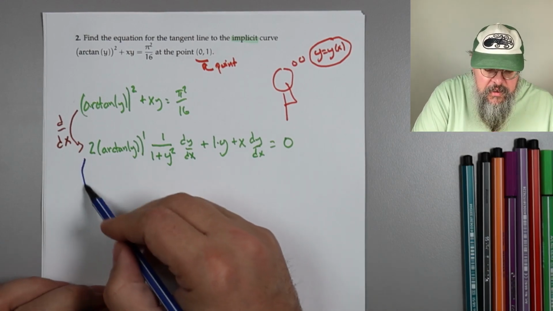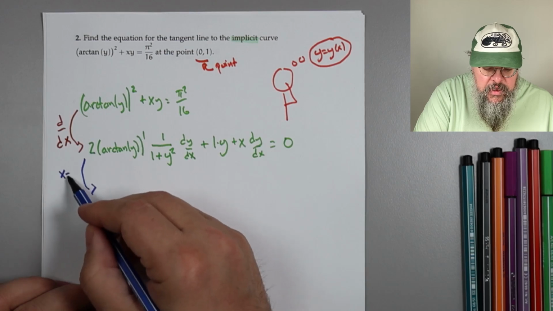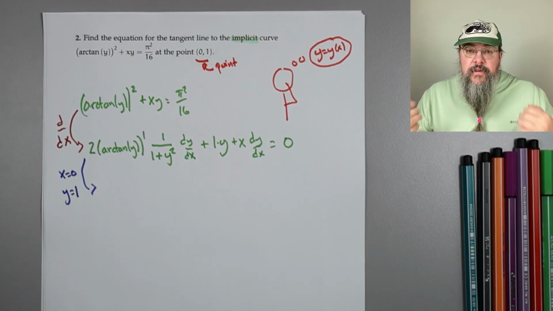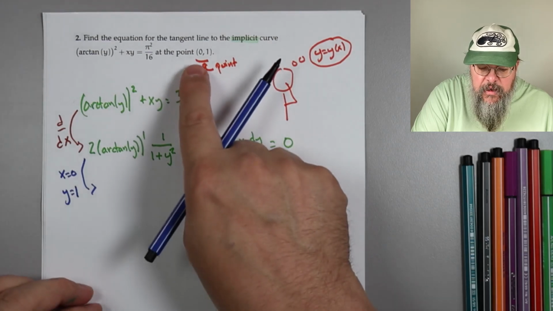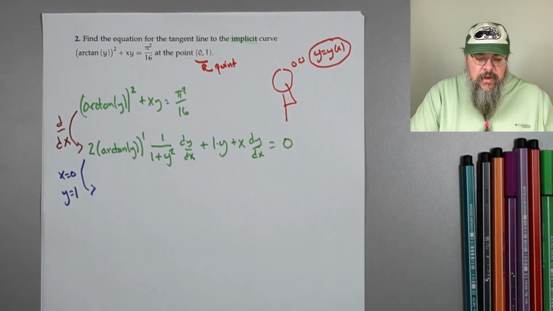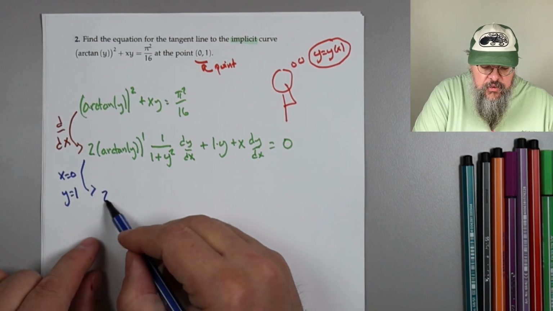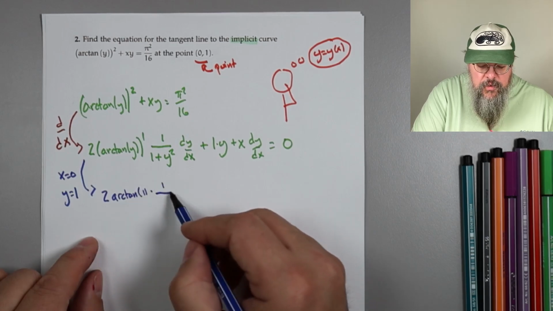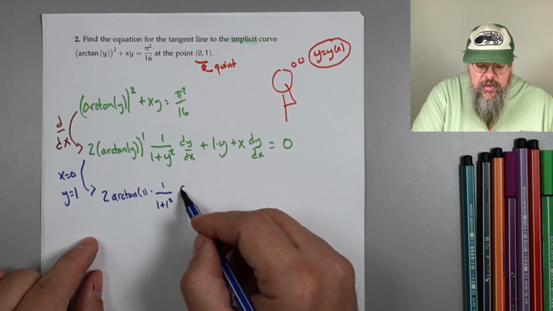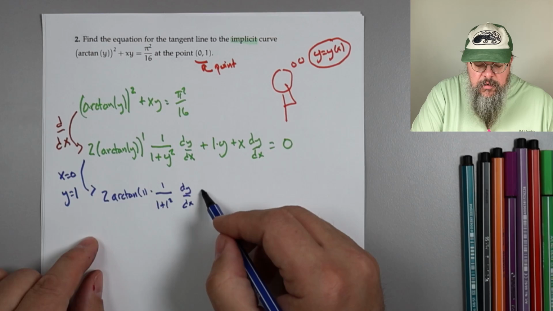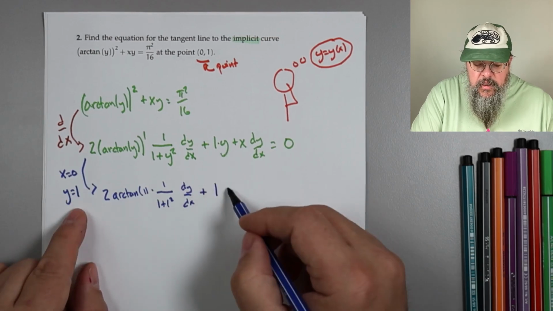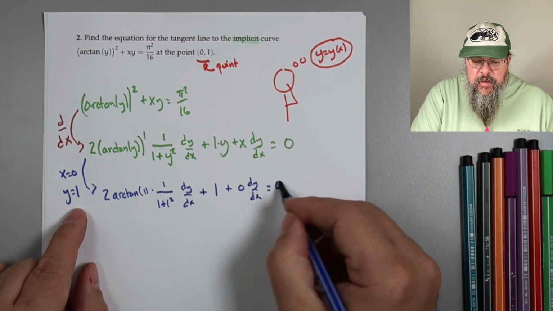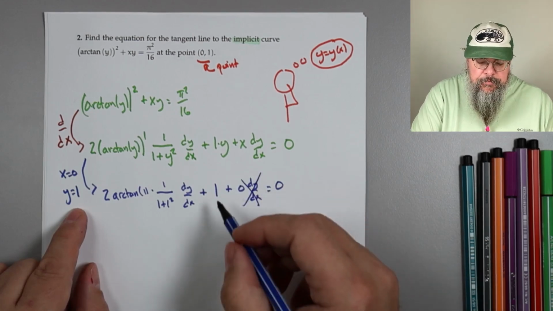Okay, so we're going to plug in. All right, so we're plugging in x equals 0, y equals 1. So everywhere where we see an x, we put a 0. Everywhere we see a y, put a 1, because that's our point, (0, 1). Okay, so we have 2 times arctangent of 1 times 1 over 1 plus 1 squared times the slope that we want, plus 1 plus 0 times the slope that we want, equals 0. All right, so that goes away.